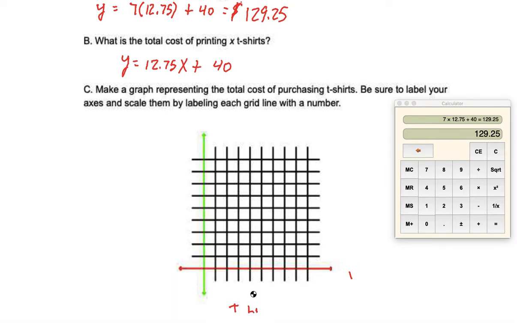Oh my goodness, I'm having trouble. This is why I typed on that last problem. T-shirts. This is my x-axis. Good grief.